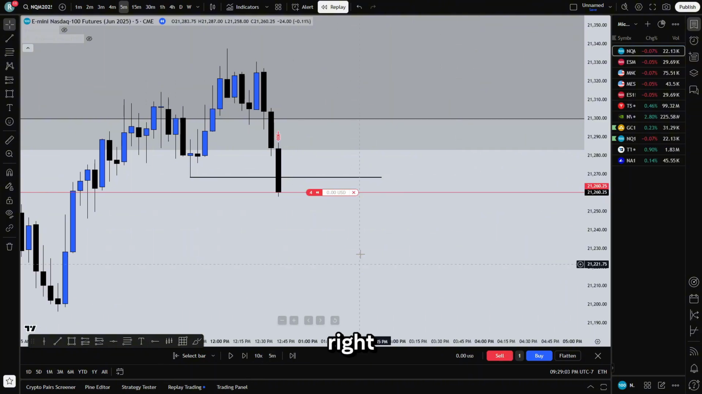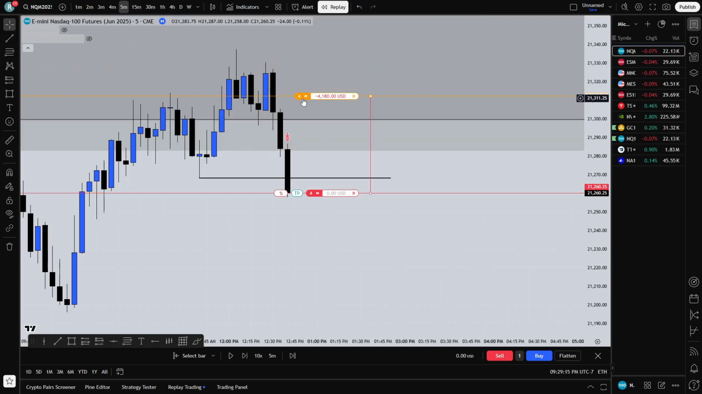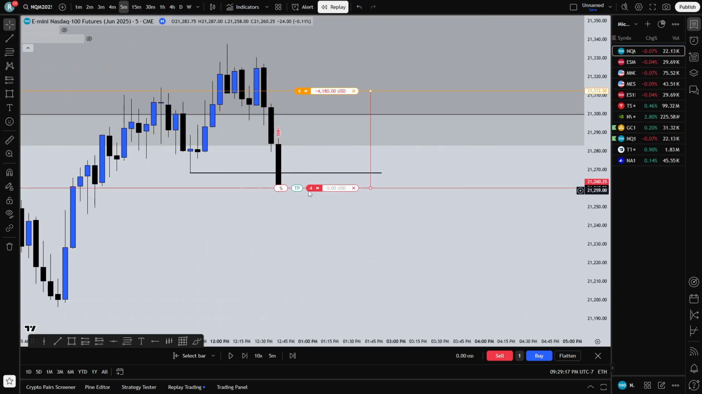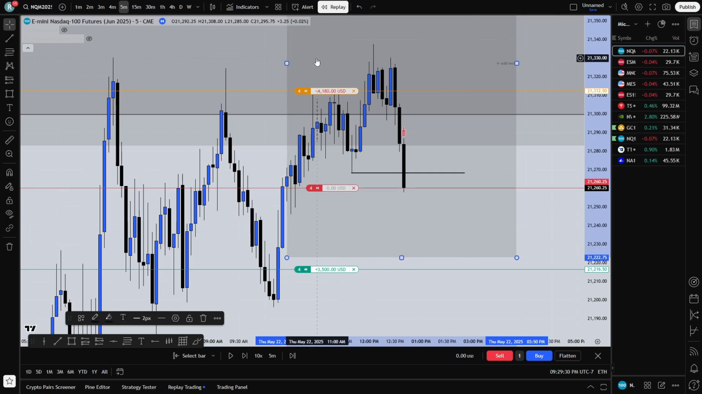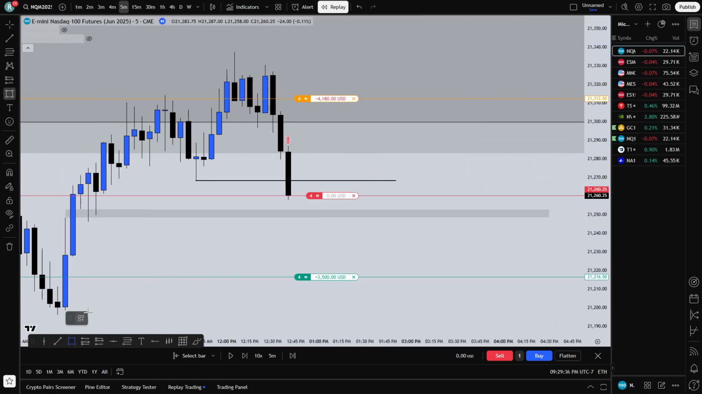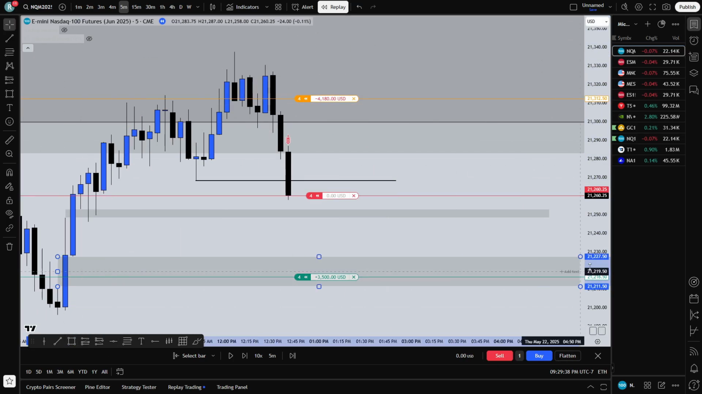And once we sell right here, we can go ahead and put our stops at this swing high here or above an imbalance. I'm going to put it right above this imbalance, and we're going to target these imbalances here. We have this imbalance, with this imbalance, and we also have this imbalance.